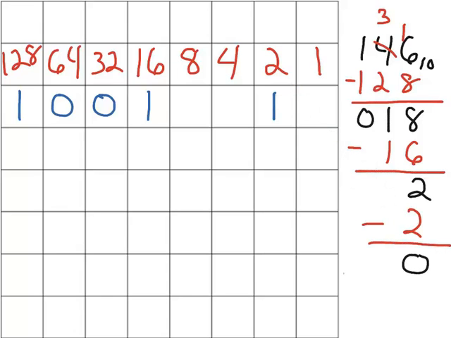When I get 0, after I do this work, I stop and I fill in all my missing values with zeros. So I put a 0 underneath 8, a 0 underneath 4, and a 0 underneath 1. So the binary equivalent to 146 would be 1, 0, 0, 1, 0, 0, 1, 0. And that's it. That's how we convert a decimal number into binary.